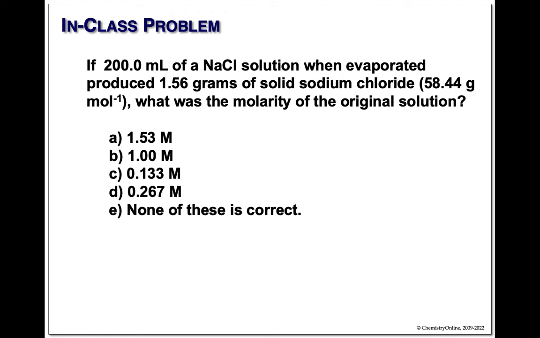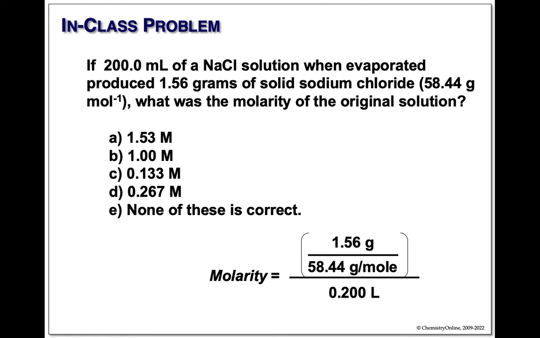Our molarity is going to be moles of sodium chloride divided by our volume in liters. Moles of sodium chloride, 1.56 grams divided by 58 grams per mole. Grams cancel, moles comes up top. 1.56 divided by 58 divided by 0.2. 1.33 moles per liter.